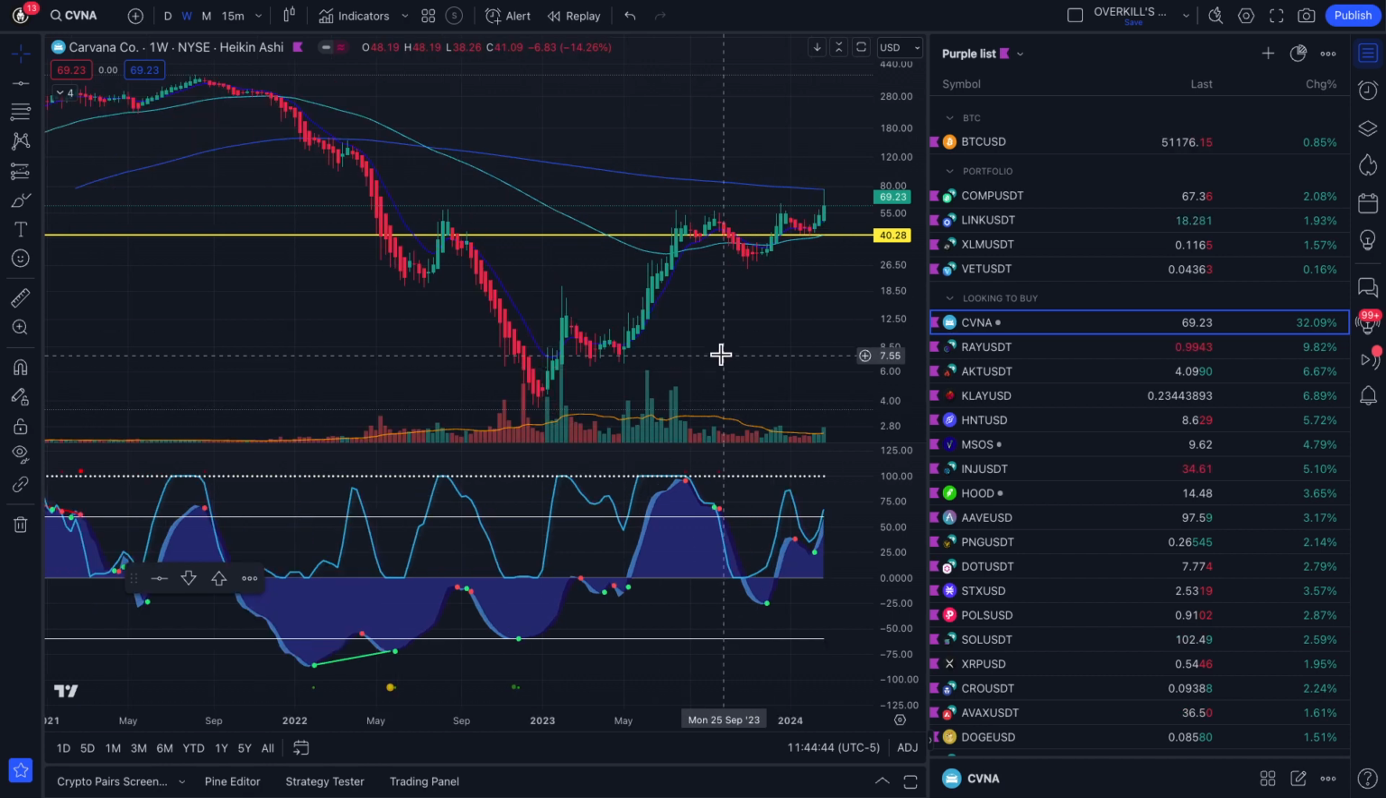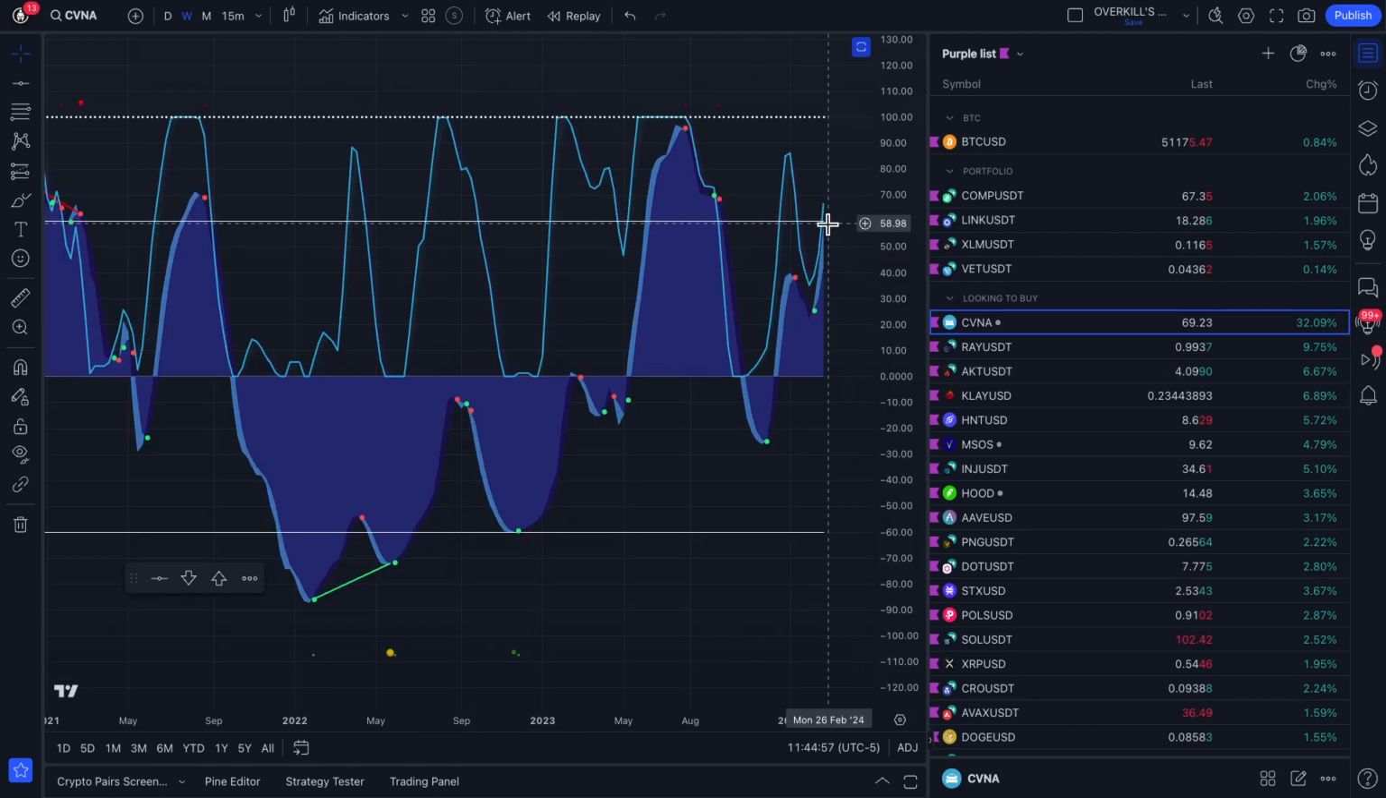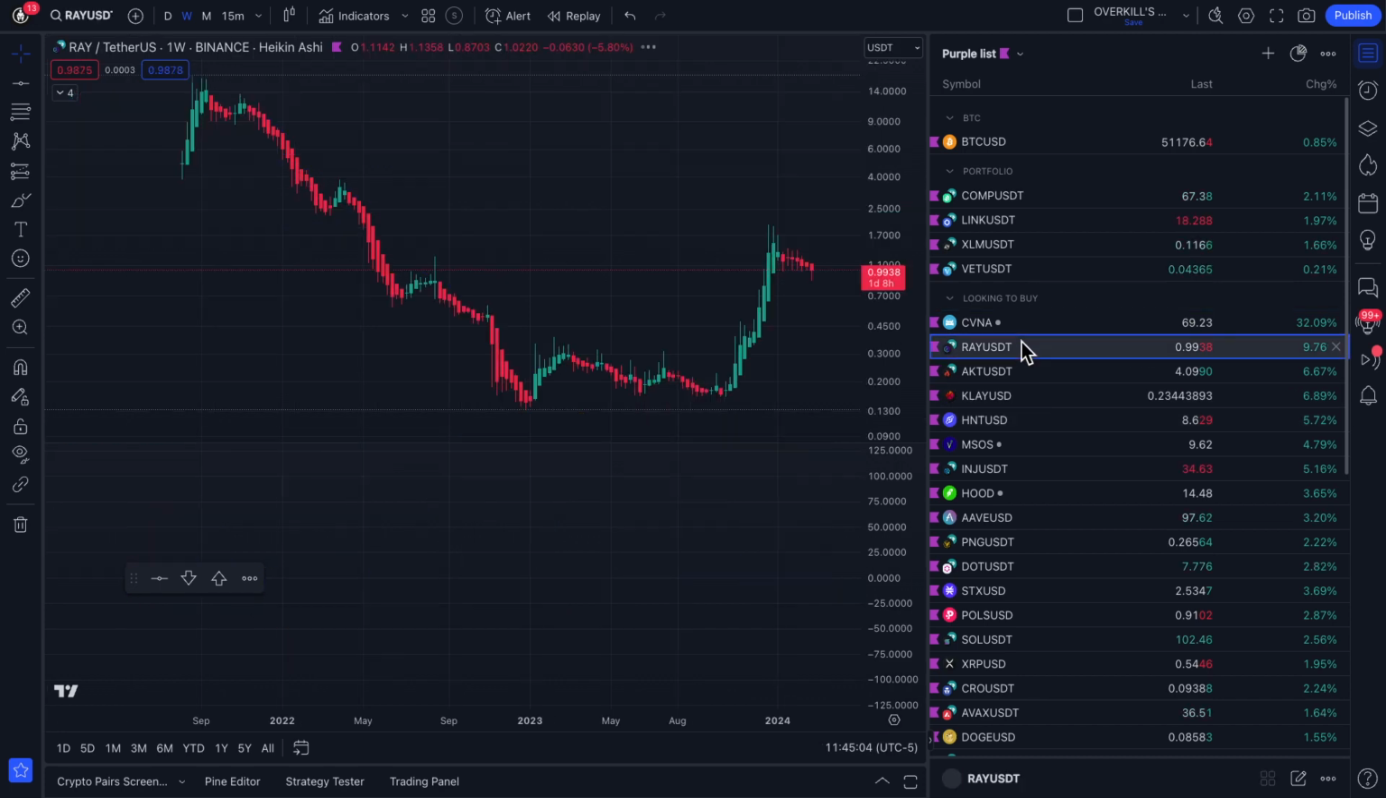That was an insane dip there. I really wish I would have known about Carvana back in, what was this, December of 2022? Just got absolutely annihilated. Okay, but again, the stochastic is now over that white line. So in my opinion, you missed the trade on this one. But whoever capitalized on that, congratulations.